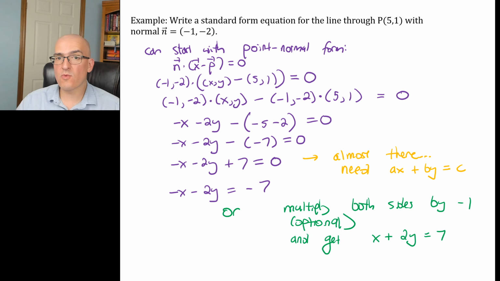But that was a lot of work. What we could have done is just said the answer is -x minus 2y equals n dot p. N dot p is -5 minus 2, -7. So we get that answer in one line, but this is the explanation for why that formula works.